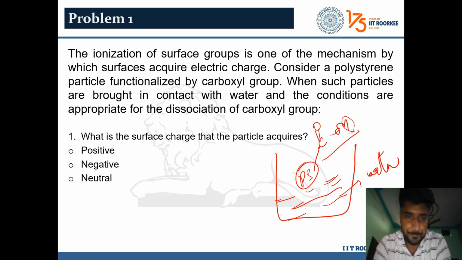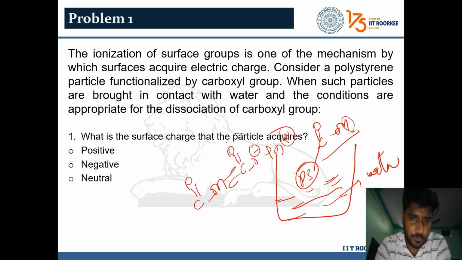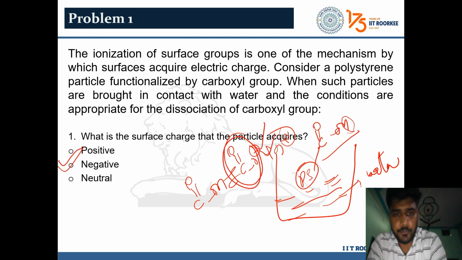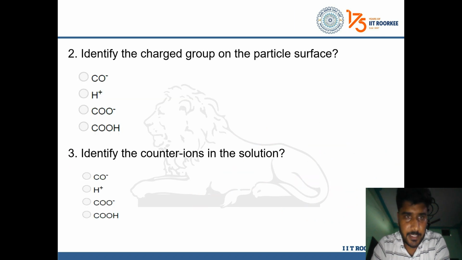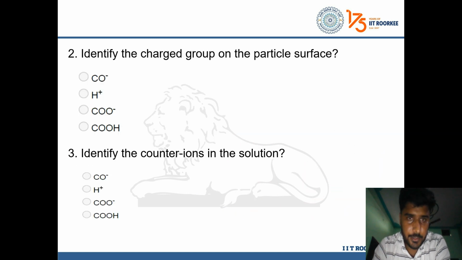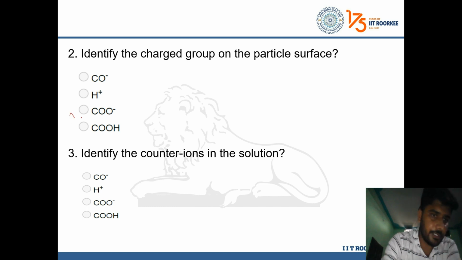If I immerse the polystyrene particles containing these functional groups, it will dissociate into COO negative plus H positive groups. So the surface charge will be negative. This will be the right answer. Okay, normal basic question. Second, you have to identify the charged group on the particle surface. I have already indicated that the COO negative moiety will be the charged group on the particle surface.